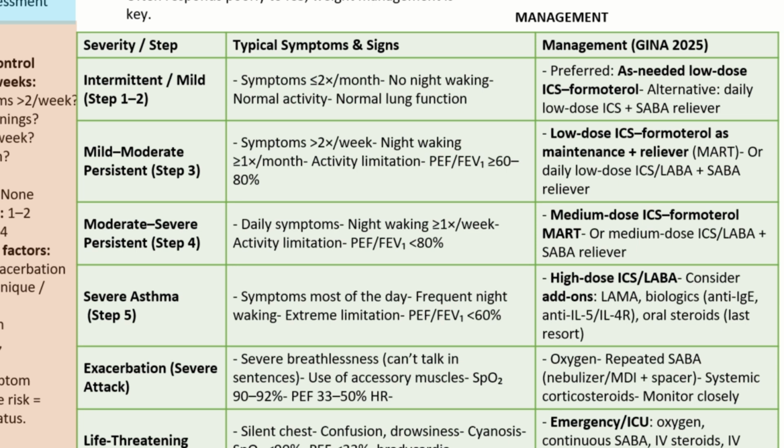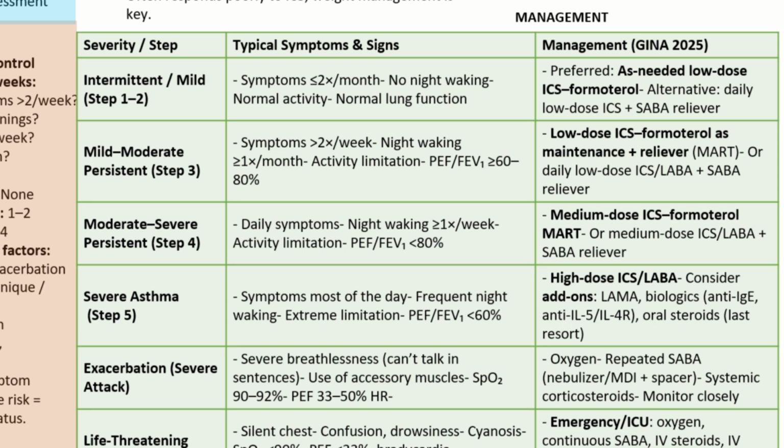Then when we have severe asthma, we are going to have someone with symptoms most of the day, frequent night waking, and extreme limitations. These ones are the highest level, and you're going to consider giving the highest dose of inhaled corticosteroids. You're going to give the long-acting beta agonist, and you're going to consider some add-on therapy. For example, the long-acting muscarinic antagonists, the biologics like anti-IgE, anti-interleukin-5, anti-IL-4R. Then we have the oral steroids, which always come in as a last resort because we don't want the systemic steroids because of their severe side effects.